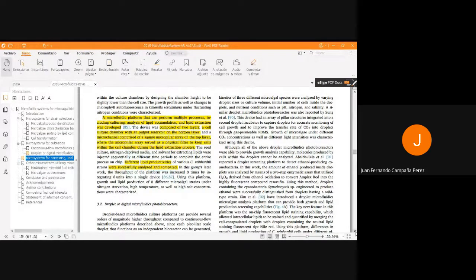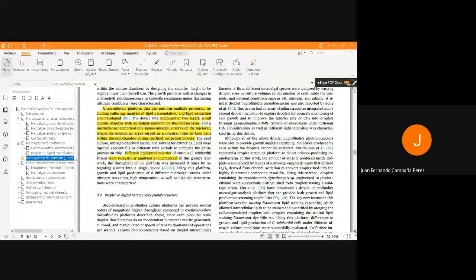The different lipid productivities of these species of microalgae were successfully analyzed and compared.